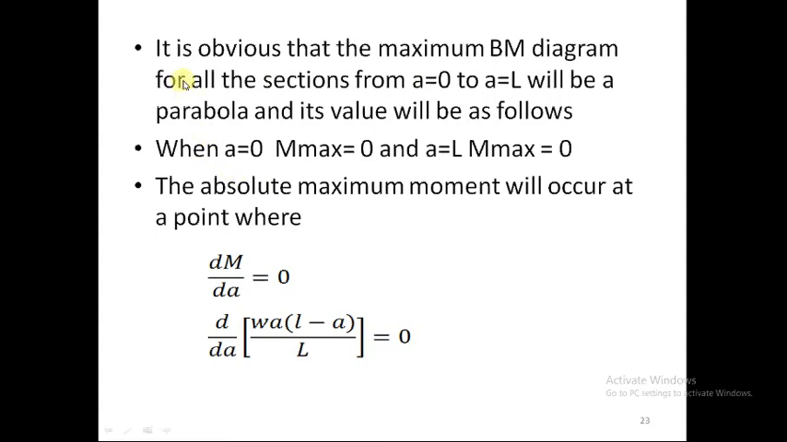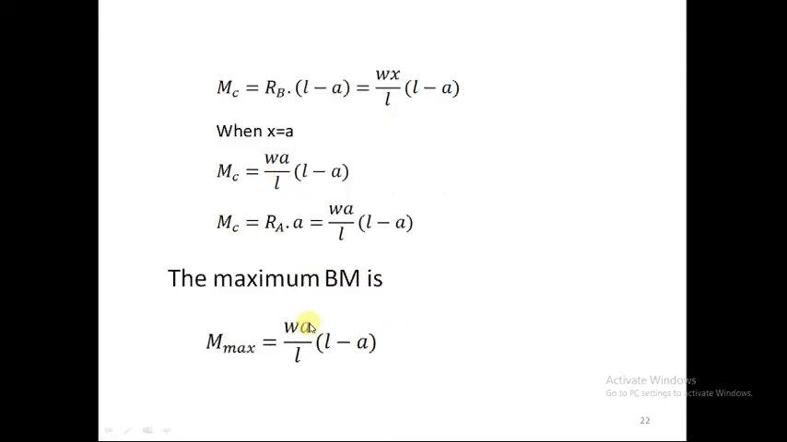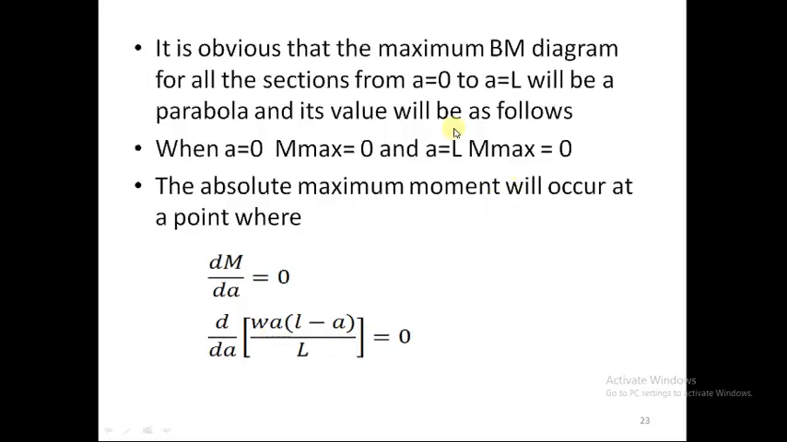So it is obvious that the maximum bending moment diagram for all the sections from a equal to 0 to a equal to L will be a parabola, and its value will be as follows. When I substitute in this expression a equal to 0, Mmax is 0. In the same expression, if I substitute a equal to L, in this bracket L minus L becomes 0, so again this whole term goes to 0. Therefore the maximum moments are not at the supports. It is very clear from this.